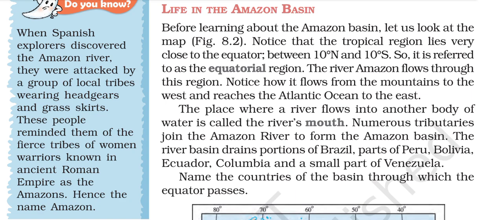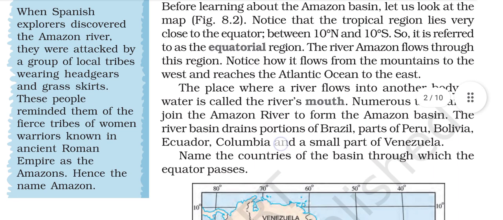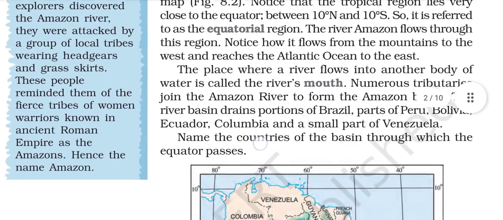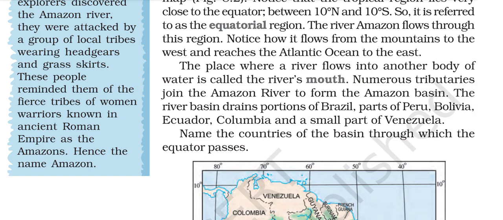That's why the Amazon river, from where it flows, and the people living along this region are said to be living in the tropical region. The place where a river flows into another body of water is called the river's mouth. What does it mean? It means the ending point of a river, where the river merges into another water body, is called the mouth of that river. Every river has a mouth because every river has an ending point.